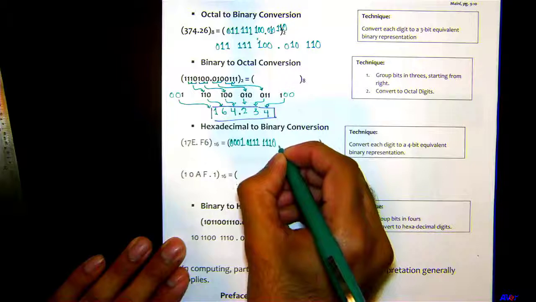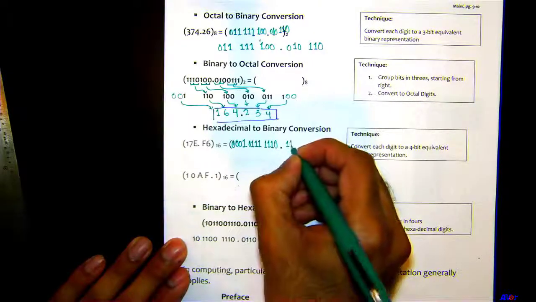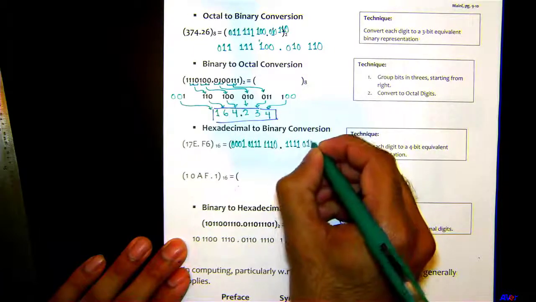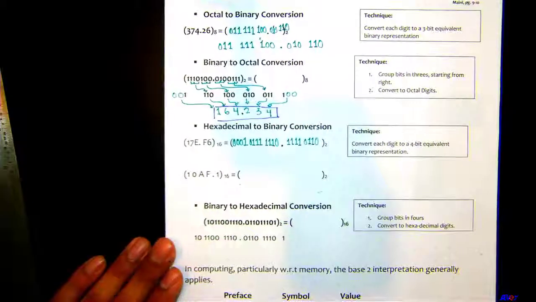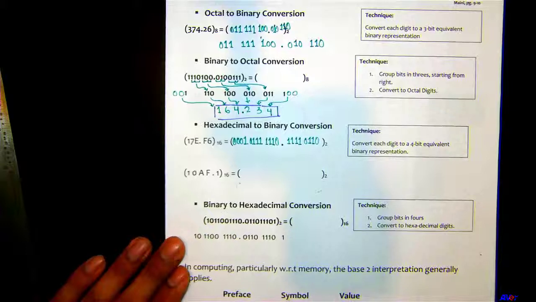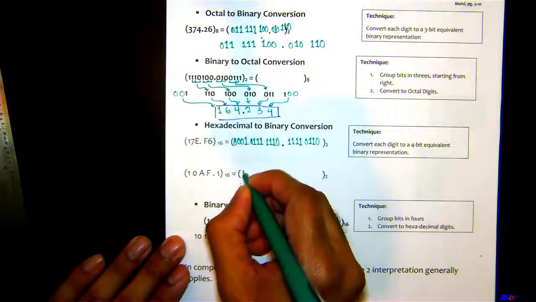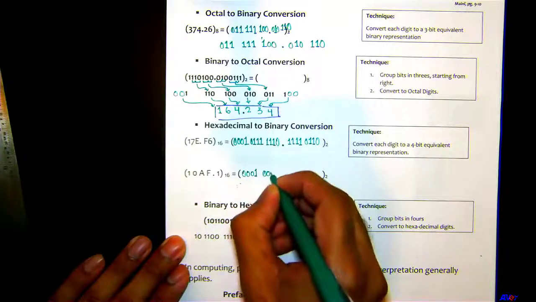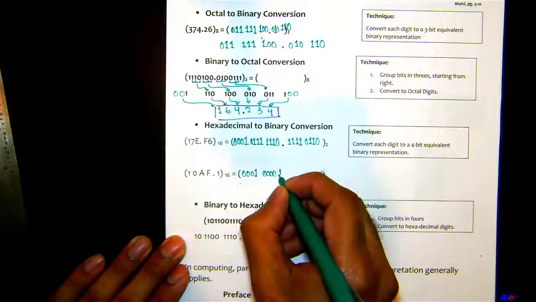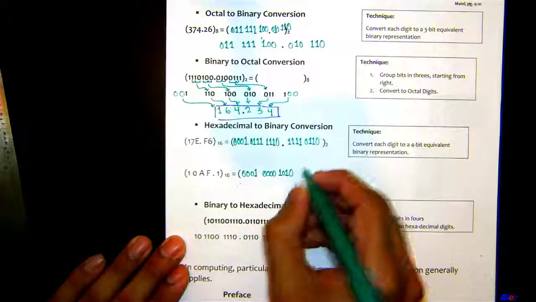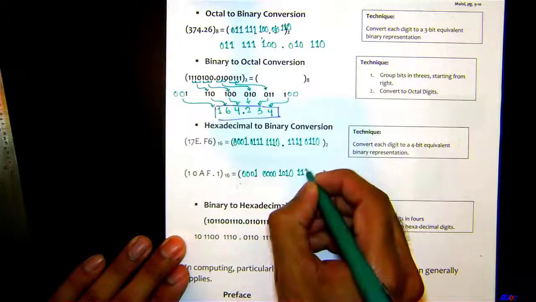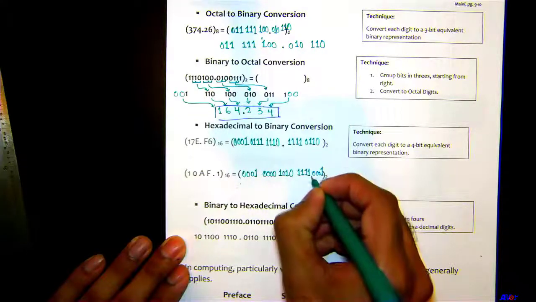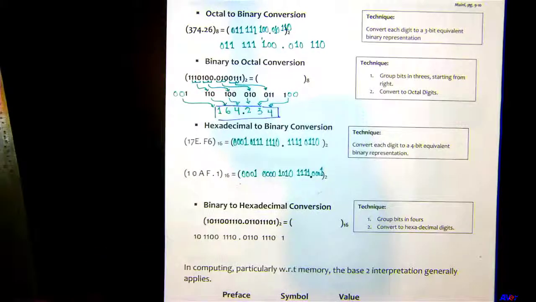Okay, and then we have a decimal point here. F is going to be, F is the easiest one, 1111. 6 is 0110. Okay, so this was fairly simple. Let's move on to the next example. There's another one. Let's do this real quick. 001. 0000. A is 1010. F is 1111, and then 0001. Okay, here's a decimal point right here.